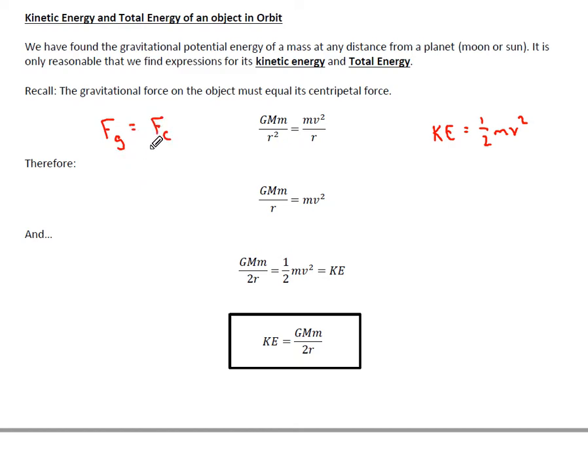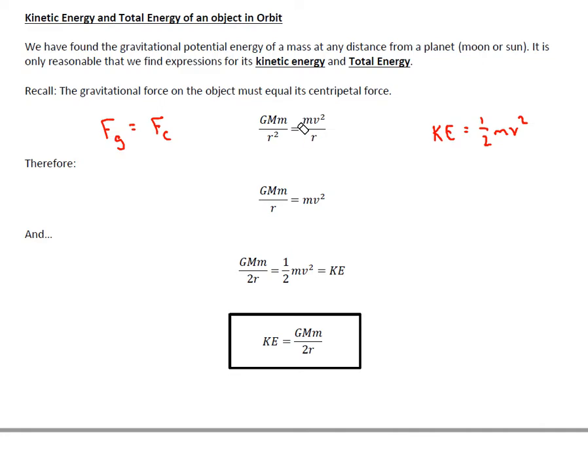Before we move on, this equation we're going to derive for kinetic energy and total energy only works for an object that is in orbit. If an object is not in orbit, if it's just flying through space, or moving like a car traveling on the road, or an asteroid or a comet that's not in a circular orbit, we cannot use this equation because it depends on the fact that centripetal motion is involved.